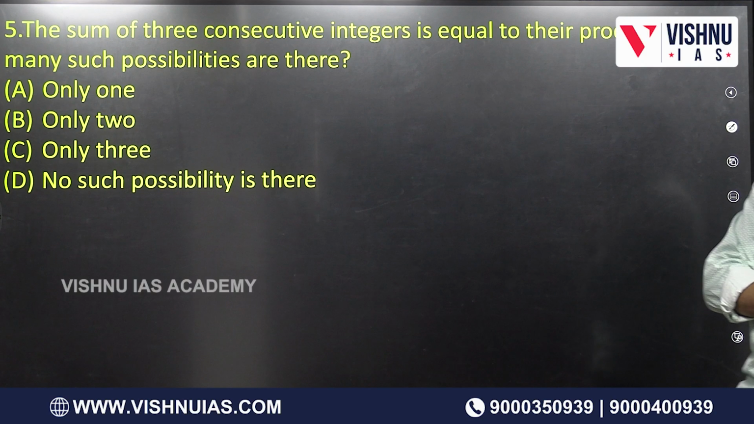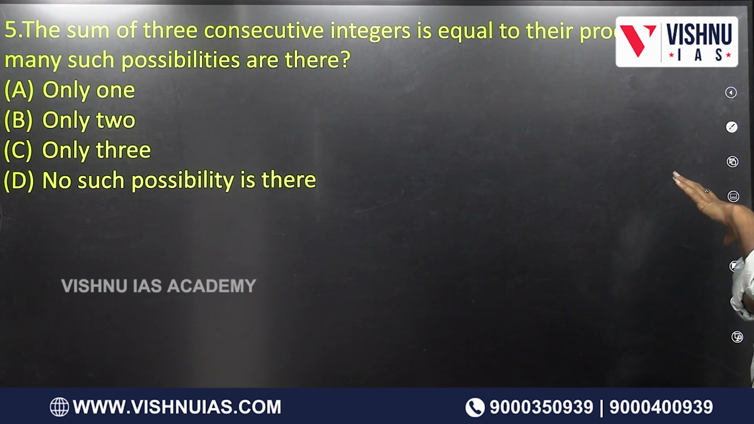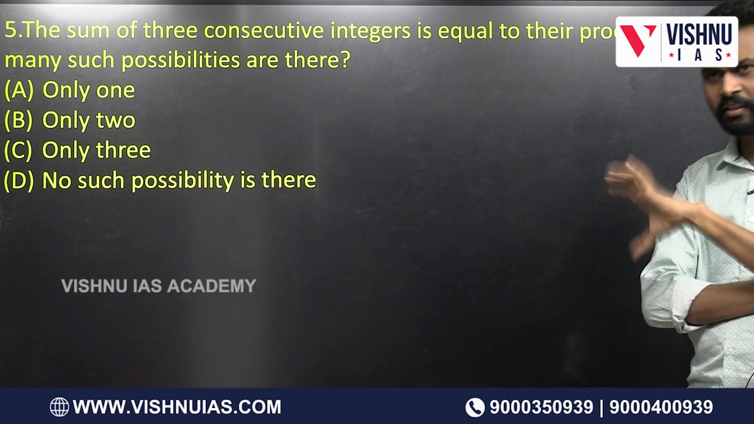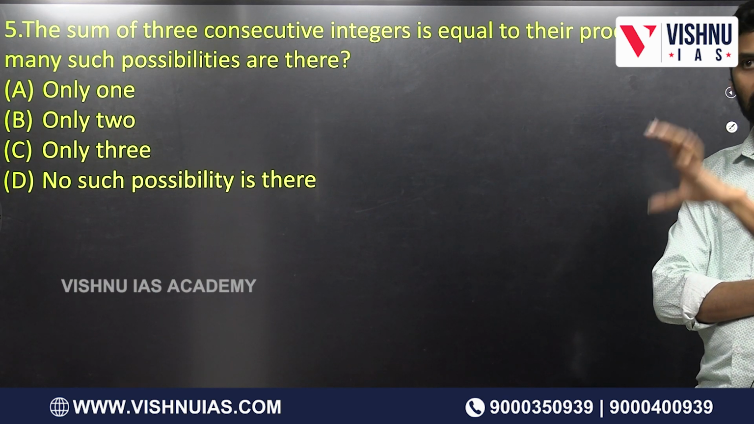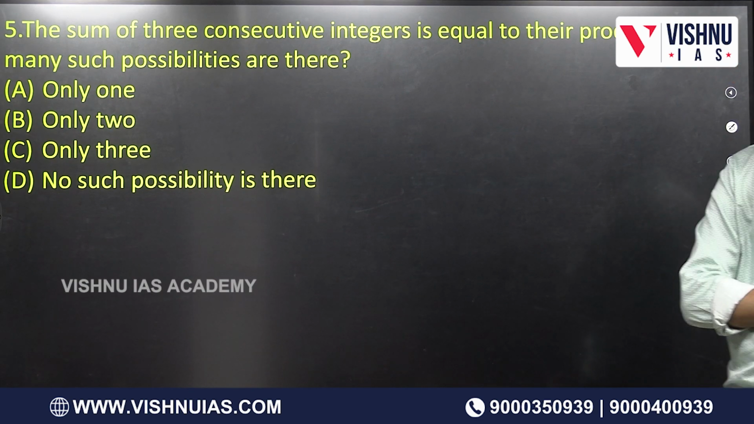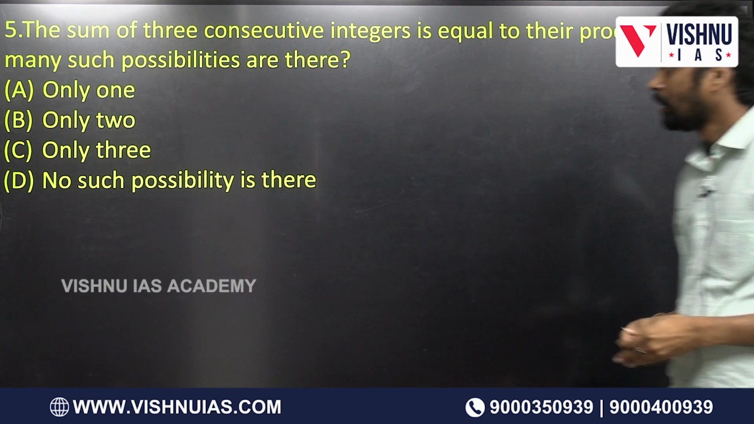So the sum of three consecutive integers is equal to their product. How many such possibilities are there? Which means that if you take the sum of any three consecutive numbers, that is equal to the product of the three numbers, the product of the three consecutive numbers which we take, right.